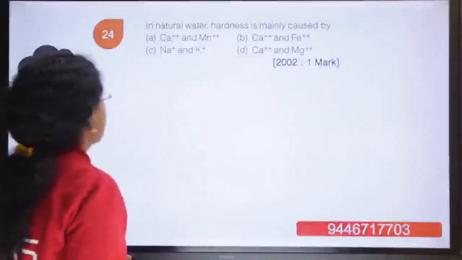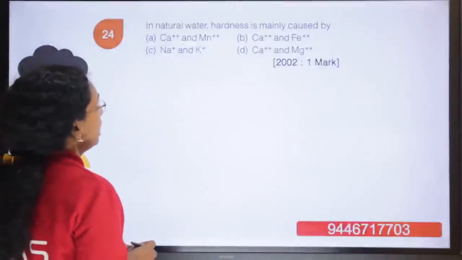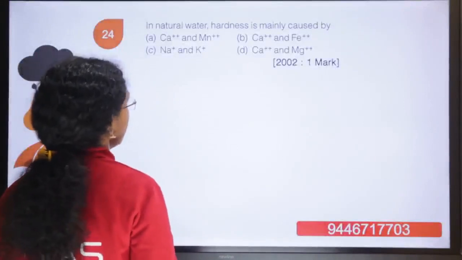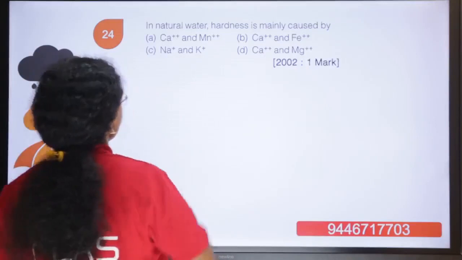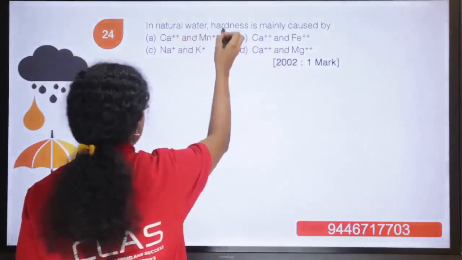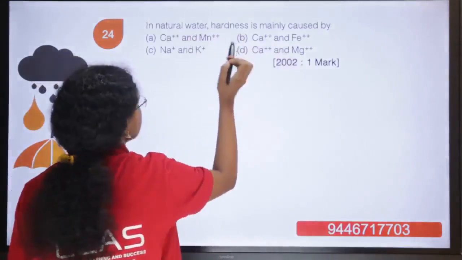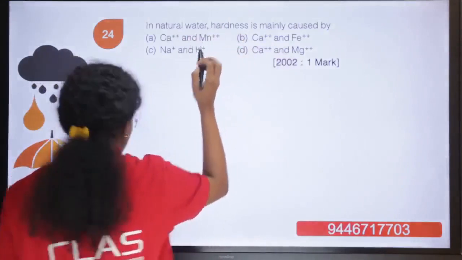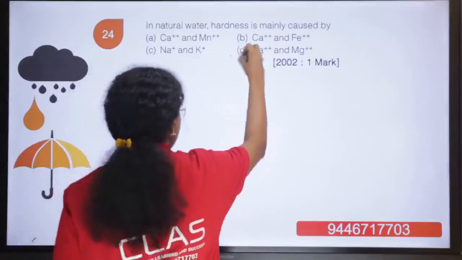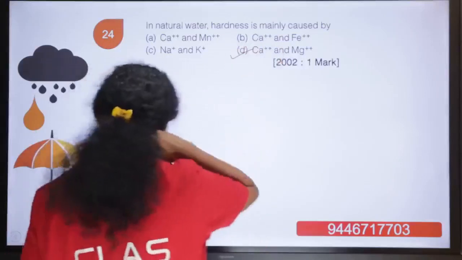The next problem: in natural water, hardness is mainly caused by which of these: calcium and magnesium, calcium and iron, calcium and sodium, potassium, calcium and magnesium, or calcium and manganese. So, the hardness is mainly caused by calcium and magnesium, which is option D.